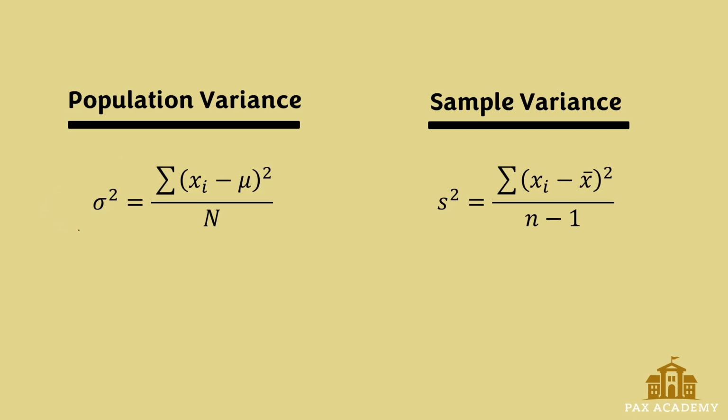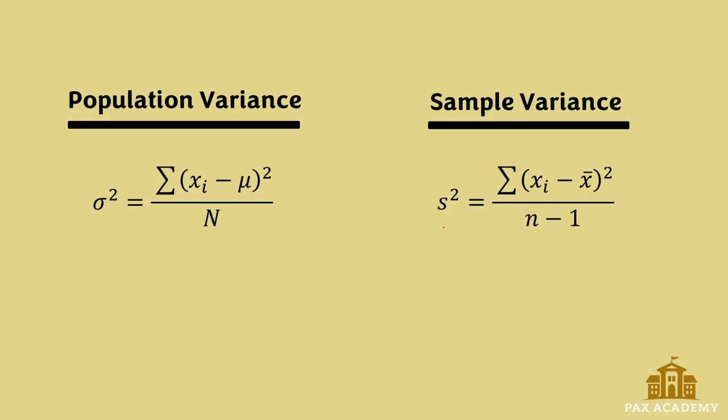So the population variance, as you can see, is equal to the sum of each data point, which is xi, i being however many data points there are, minus the population mean, mu, squared, over the population size, which is capital N.